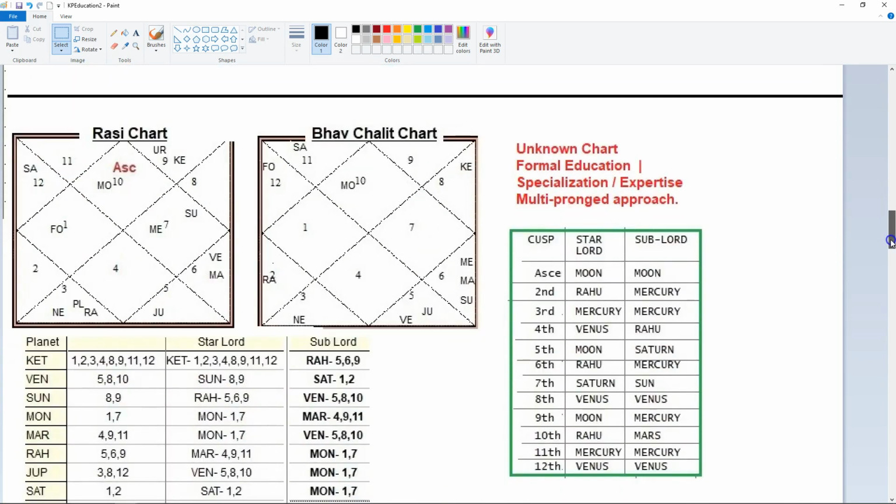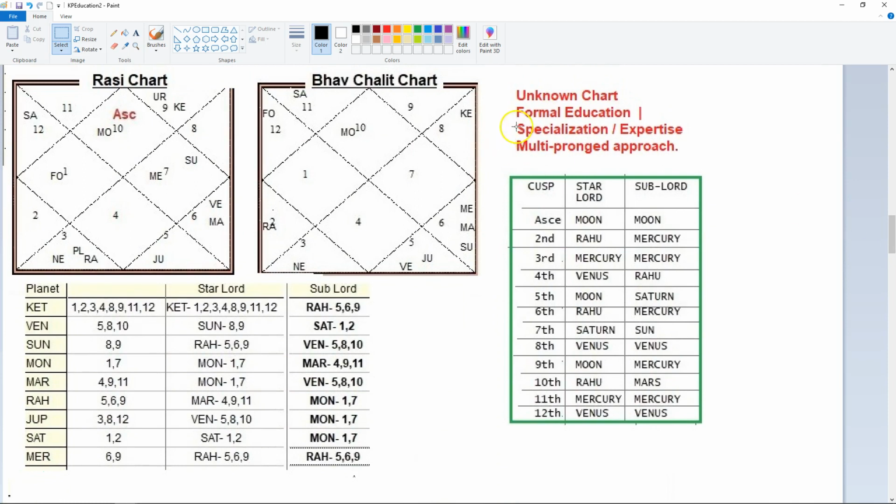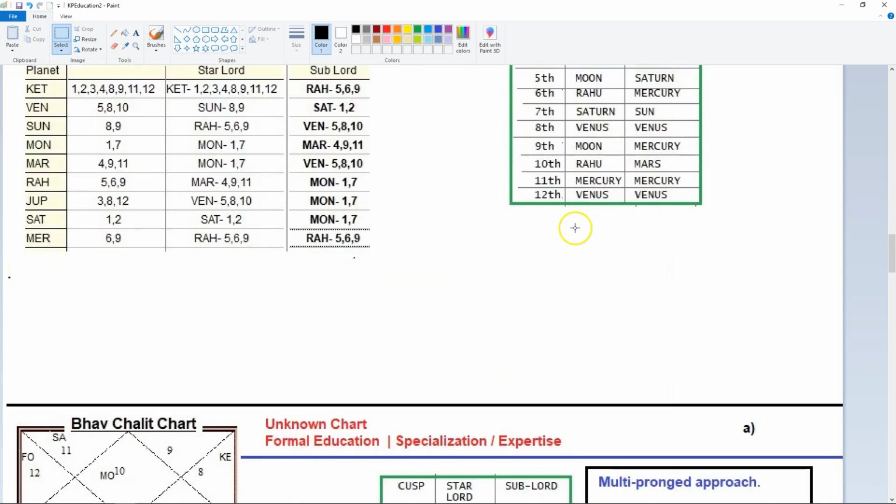So now we have this unknown chart, right? We have this unknown chart, and we have a request from someone to assess this chart from the education and the specialization point of view, and we are going to use a multi-pronged approach.